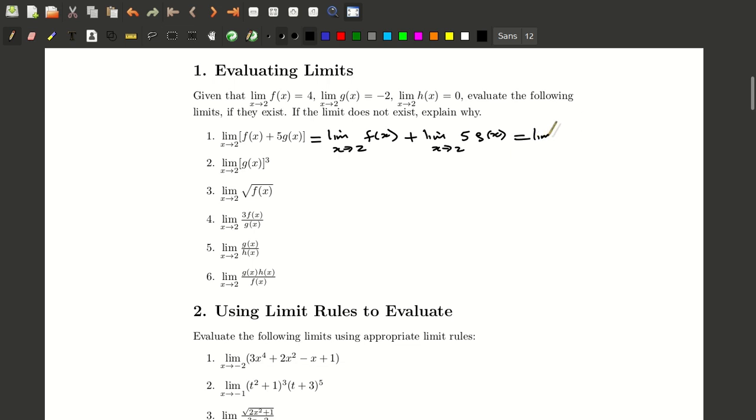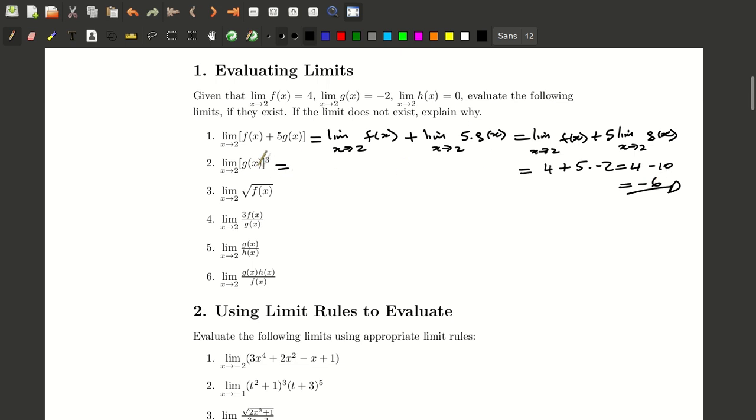Now remember when we were doing this, if I have a constant, it can always be pulled in front of the limit. So I can have a 5 here times the limit as x approaches 2 of g of x. Going back to these conditions, the limit as x approaches 2 of f of x is equal to 4, so I have a 4 plus 5 times the limit as x approaches 2 of g of x, which is minus 2. So this is going to be 4 minus 10, or just minus 6. That's how easy this thing is.